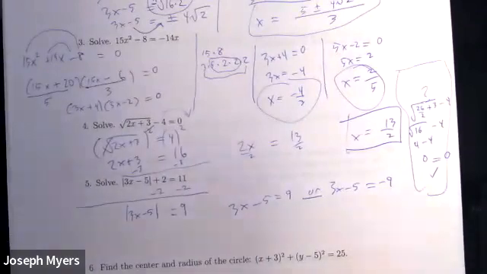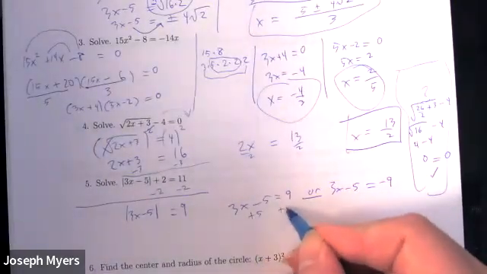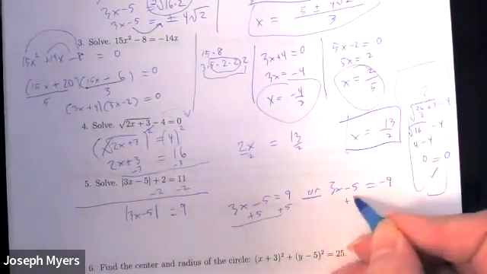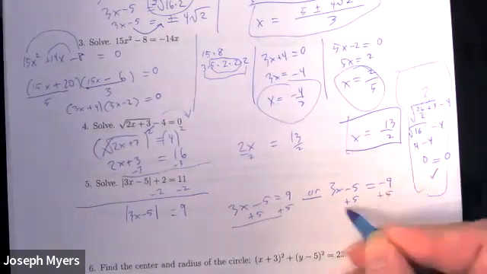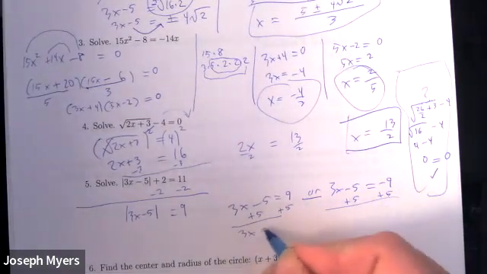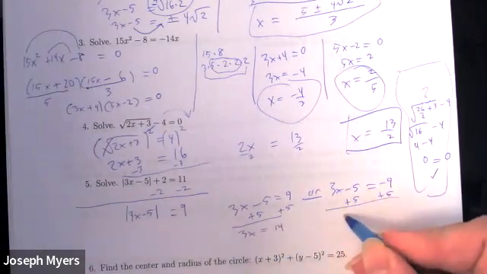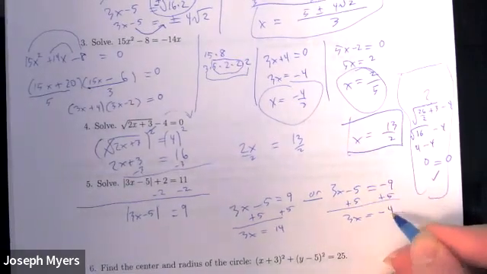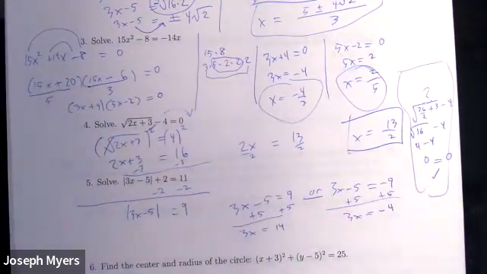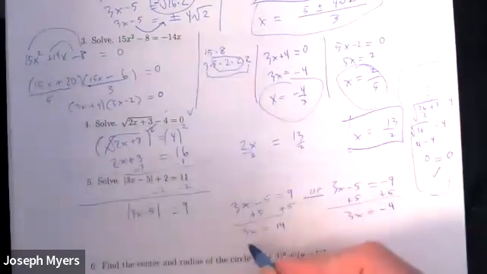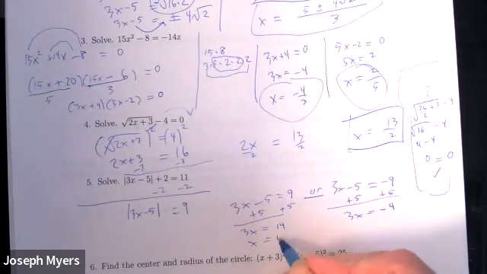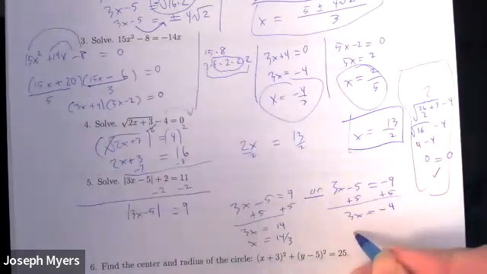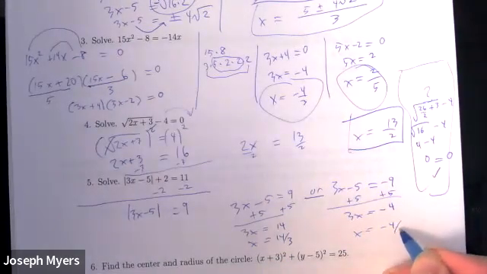So add 5 to both equations. Add 5 to that equation. Add 5 to that equation. And then you get 3x equals 14. And 3x equals, what's negative 9 plus 5? Negative 4. So 3x equals 14, 3x equals negative 4. Does that look correct? And then divide by 3. So x equals 14 over 3, and x equals negative 4 over 3.